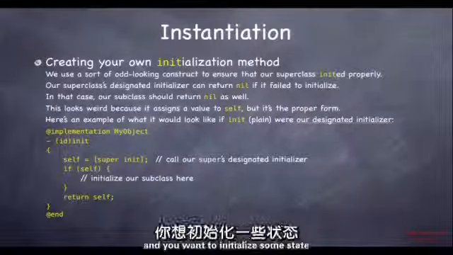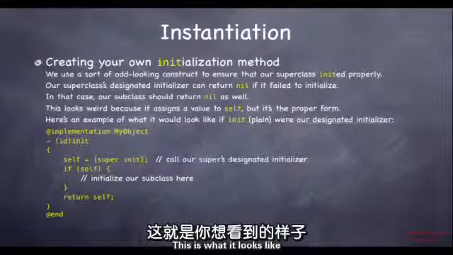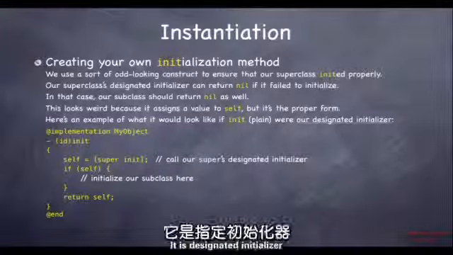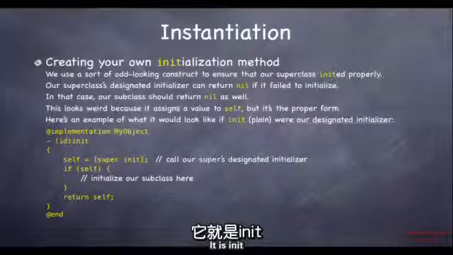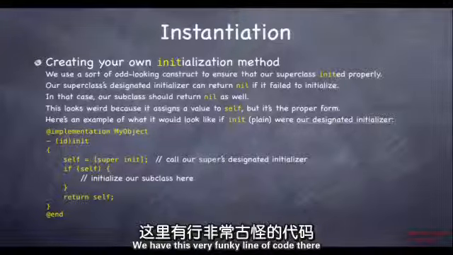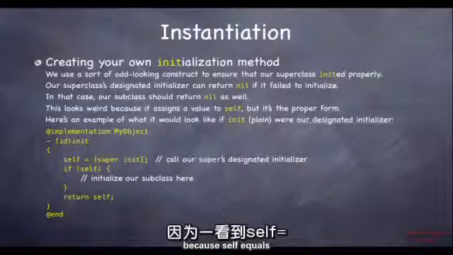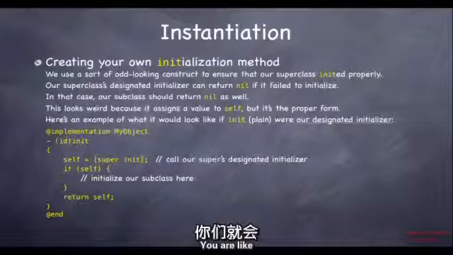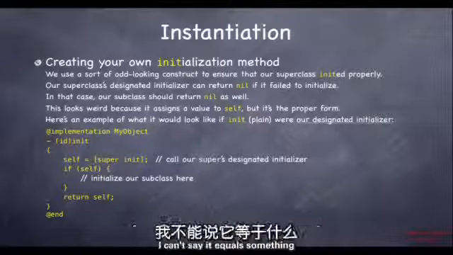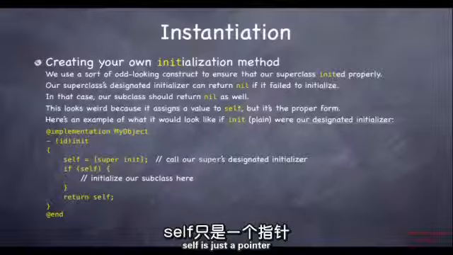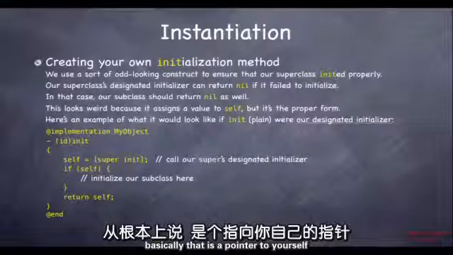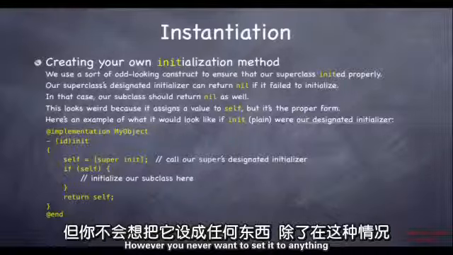But if you do want to have them and you want to initialize some state, this is what it looks like. So this is my object's designated initializer. It's init. We have this very funky line of code there, self equals super init. And probably some of you are freaking out to see that, because self equals, you're like, whoa, self, no, that's some kind of magic thing. I can't say it equals something. In Objective-C, self is just a pointer, a local variable, basically, that's a pointer to yourself. However, you never want to set it to anything, except for in this case, your init.